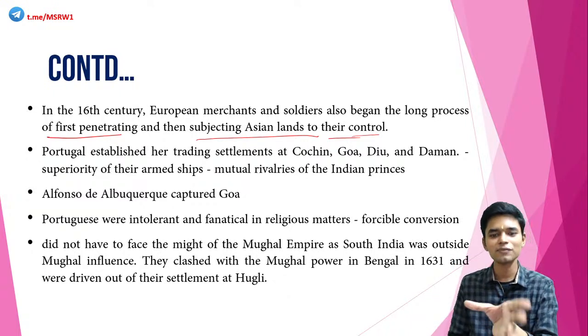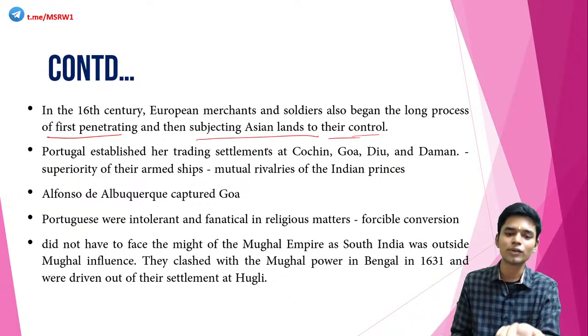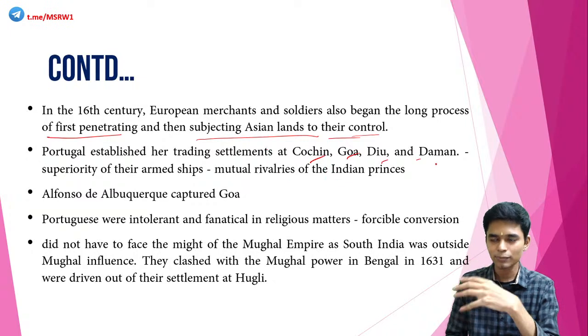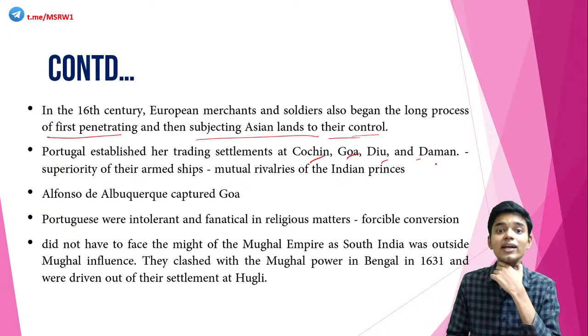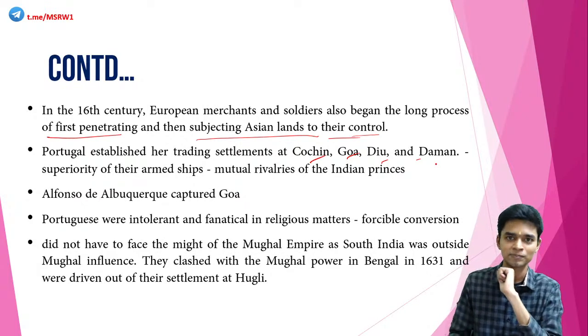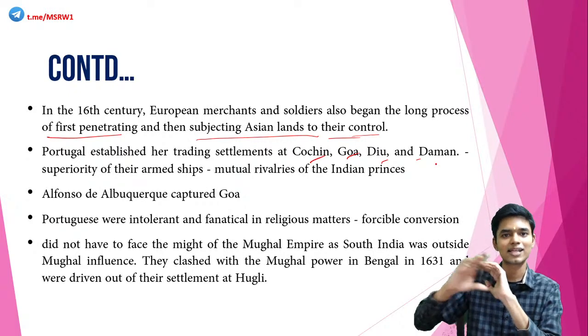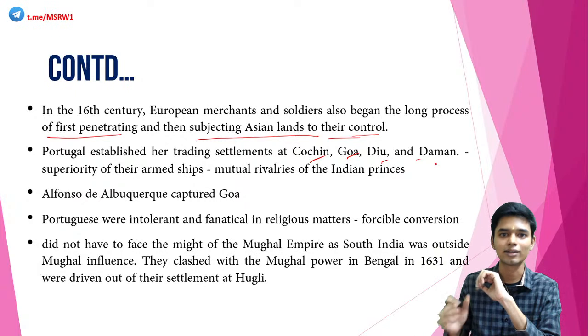Okay, the Portuguese were the first to do it. When the Portuguese came to India, they established their trading settlements in Cochin, Goa, Daman and Diu. Okay, how was the Portuguese able to do this? They were able to compete against the Arab merchants. Why? Because the Portuguese were unparalleled at sea at that time. They had a very superior naval force. Their navy was second to none in the world at that time.